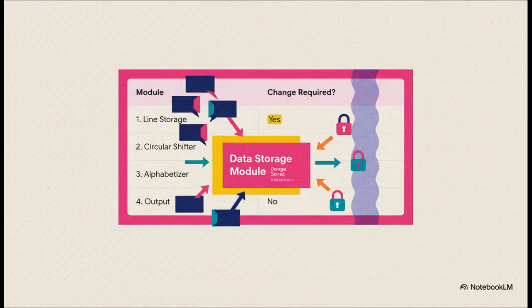Now let's look at the information hiding approach. The result could not be more different. Here we had a specific module, line storage, whose entire job, its whole reason for being, was to hide the secret of how data was stored. So it's the only module that needs to change. The other modules? They never knew the secret in the first place, so they don't care. They are completely unaffected. The change is perfectly, beautifully contained.